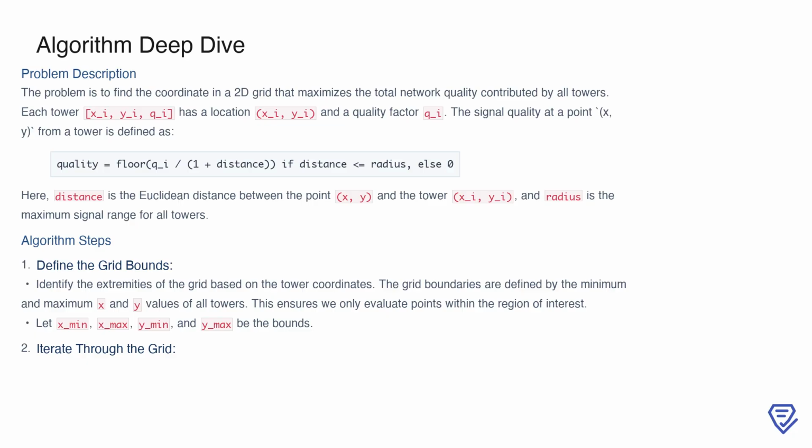To optimize our approach, the first step is to define the grid bounds. These bounds are determined by the minimum and maximum x and y values among all towers, ensuring that we focus only on the relevant region containing potential optimal points. This gives us the range x_min, x_max for the x coordinates and y_min, y_max for the y coordinates, effectively limiting the size of the grid we need to evaluate.